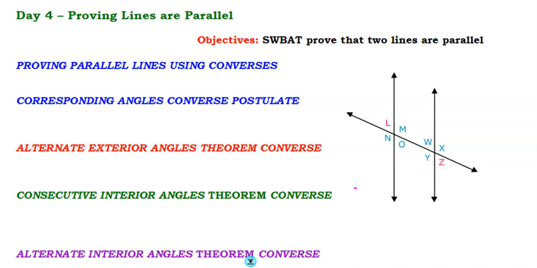So we're going to be doing the opposite of what we have been doing. If we have a certain amount of angles, then you can prove that two lines are parallel, okay? Because of parallel lines, we created angles. Now we're going to go the opposite way. So, proving parallel lines using converses. Corresponding angles, converse postulate.